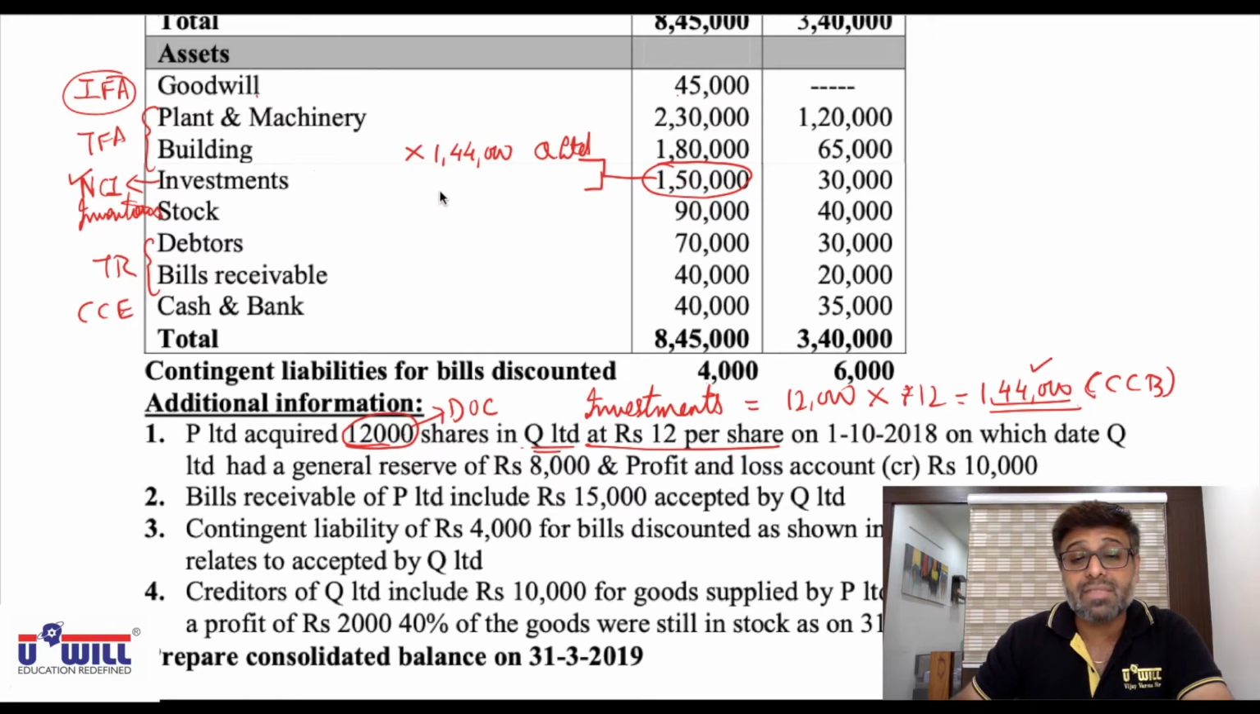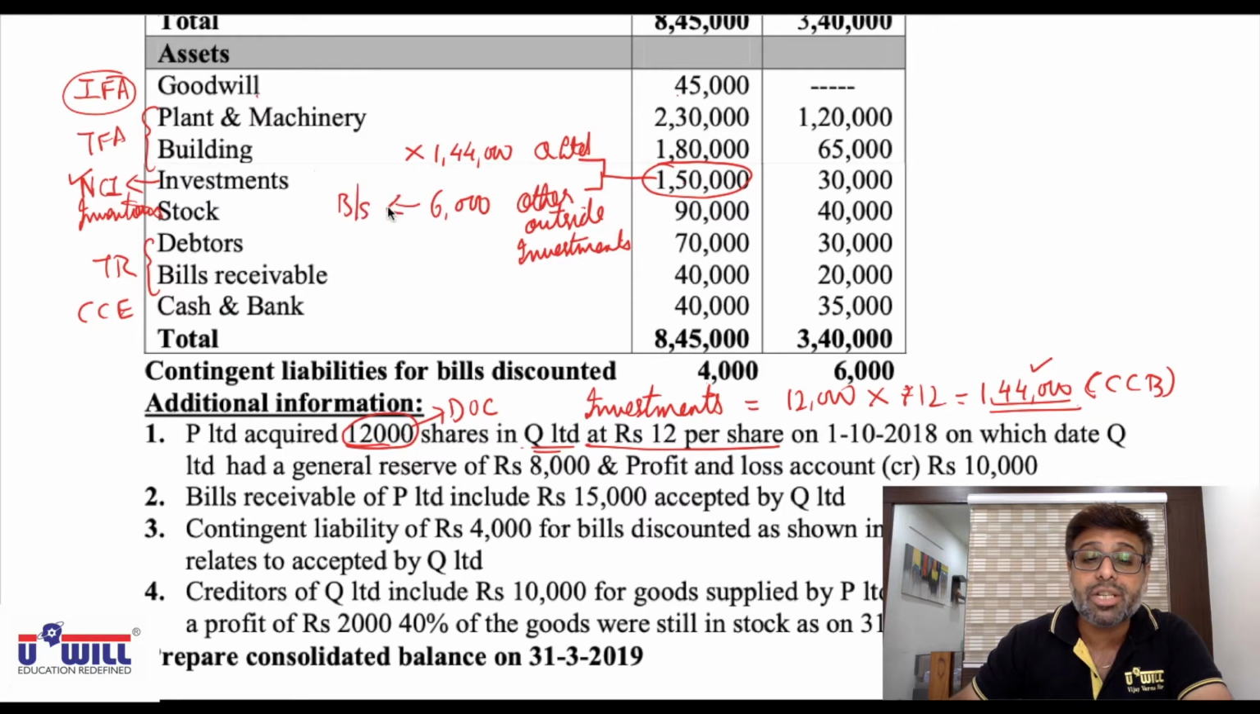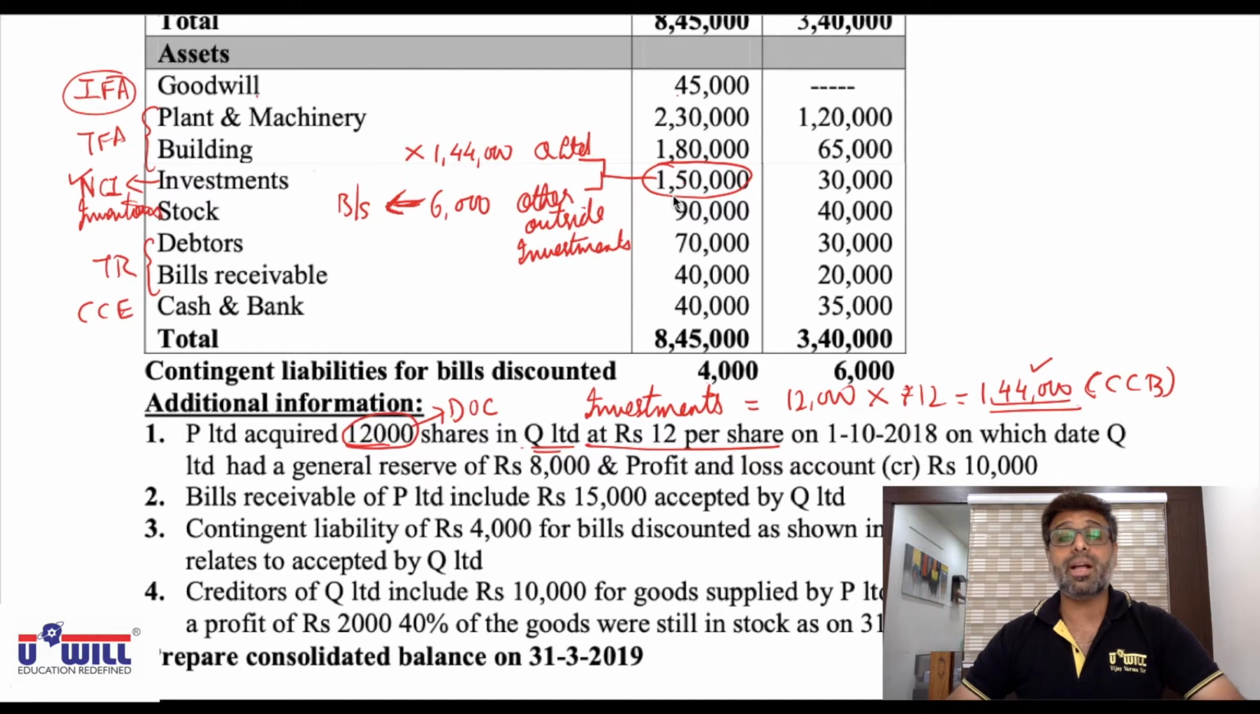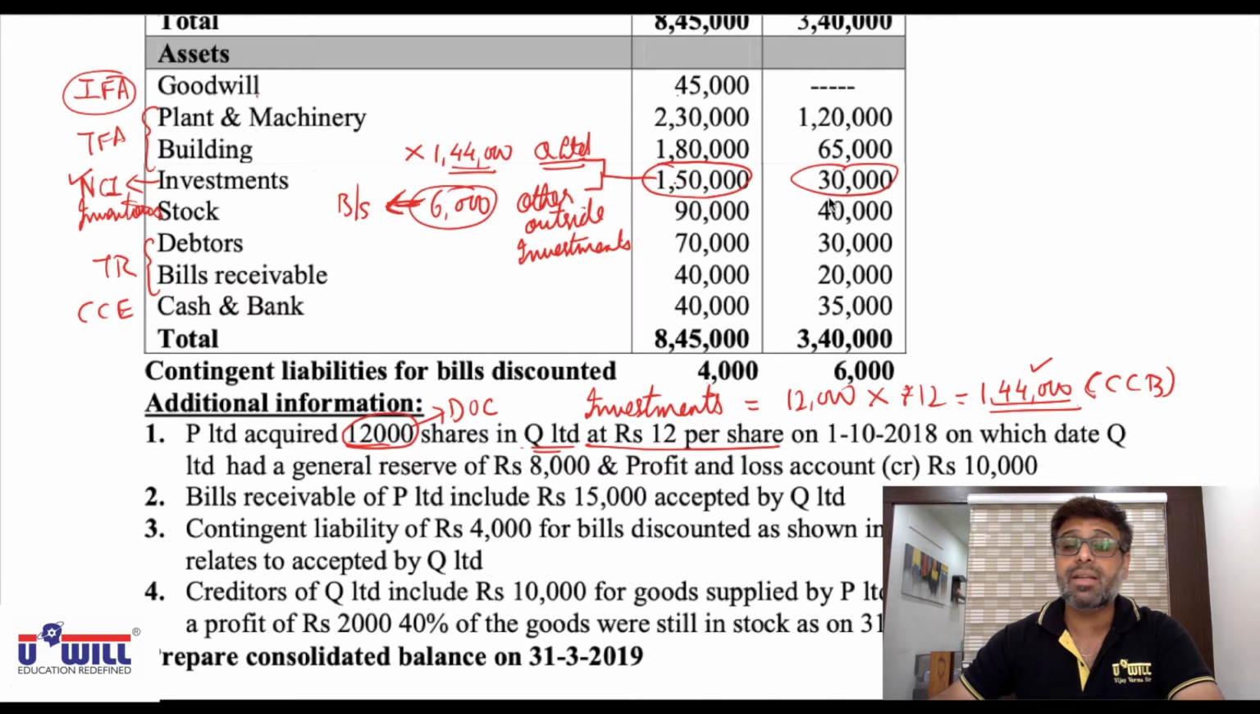But 1,50,000 minus 1,44,000, 6,000 are some other outside investments. They will continue to appear in consolidated balance sheet. So the entire 1,50,000 does not get cancelled. Out of 1,50,000, how much amount has holding company invested in the shares of subsidiary company? 12,000 into 12, 1,44,000. Only that amount invested in the shares of subsidiary company gets cancelled. Remaining amount of this 6,000 will continue to appear in consolidated balance sheet.